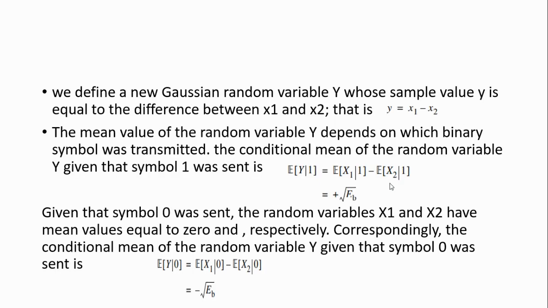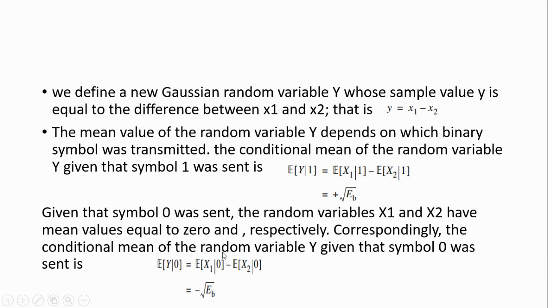Now a new Gaussian random variable y is introduced, where y is equal to x1 minus x2. The conditional mean of the random variable y, given that 1 is transmitted, is E of x1 given 1 minus E of x2 given 1. Here E of x2 given 1 is equal to 0, so E of y given 1 is equal to plus square root of Eb. For the case where symbol 0 is transmitted, the random variables x1 and x2 have a mean value equal to 0.